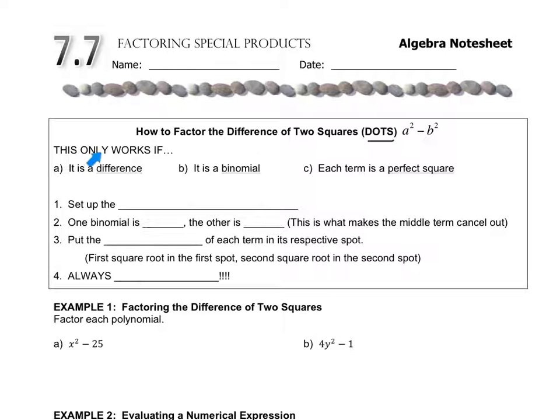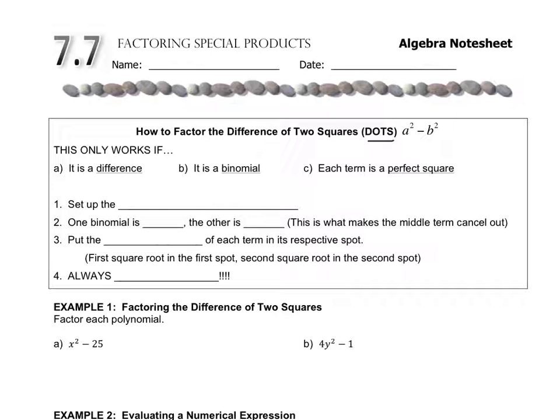First, there needs to be a difference. So there must be two terms that are being subtracted. It obviously has to be a binomial for two terms because bi means two, and each of the terms must be a perfect square. So we have to keep that in mind.